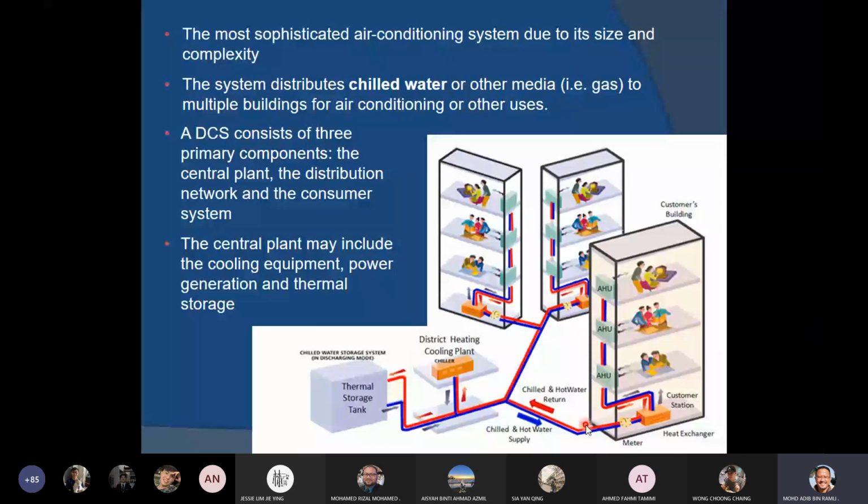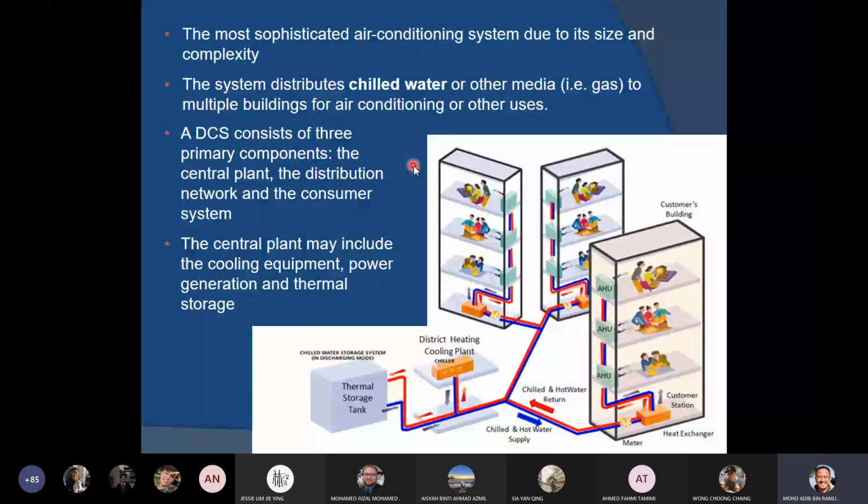Right, so in this system, you can see the chill water supply, chill water return. In some places, especially overseas, they have hot water supply, hot water return, things like that. But the rest are all more or less similar. So for the district heating or cooling plant, in Malaysia we normally only use the district cooling plant, which serves as the refrigeration plant. Okay, where the chillers, where the pumps are located.